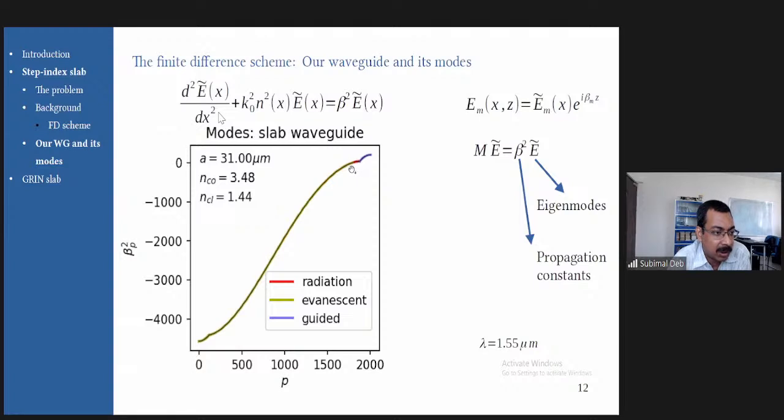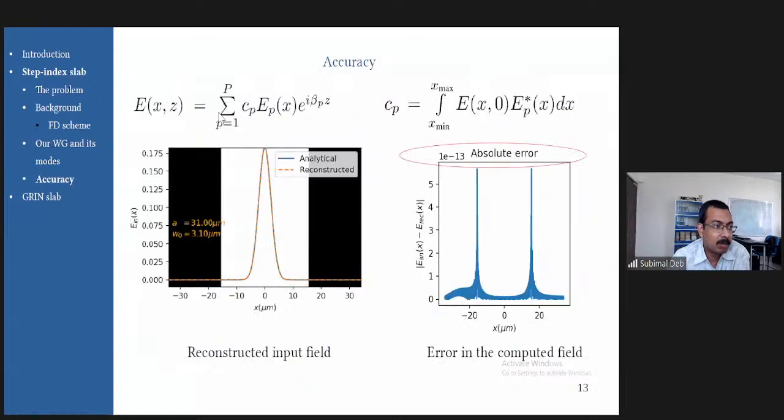The rest of the modes are the evanescent modes, and these modes will decay as they propagate along the waveguide length, and we need not be concerned with them at all at this point of time, because we will never get to excite that many modes. So let us move ahead.